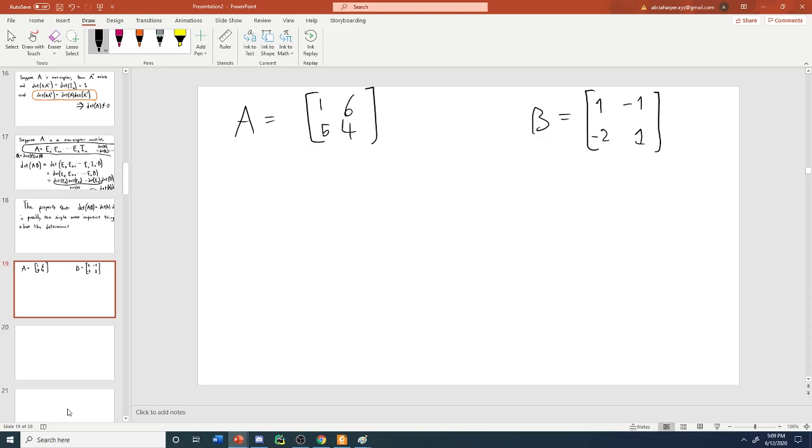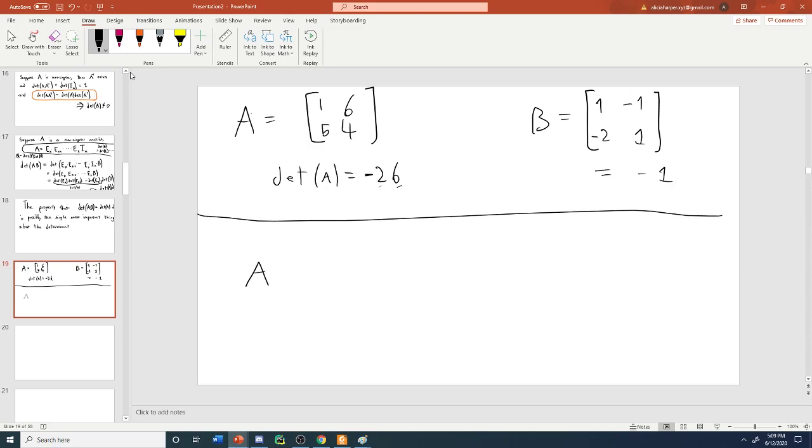Let's compute the determinant of each of these individually. Well, the determinant of A here is going to be 4 minus 30, so -26. The determinant of B here is going to be -1. So we expect that if we multiply the matrix A and the matrix B and we take its determinant, the determinant should be -26 times -1, which is +26.